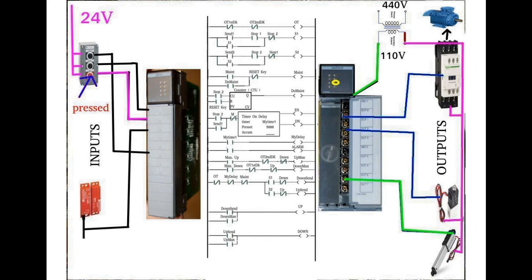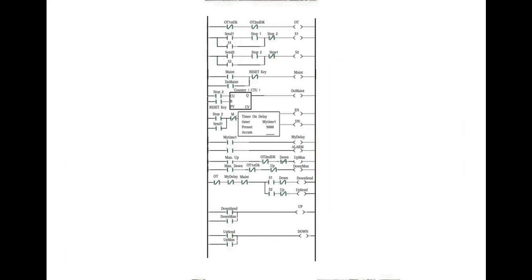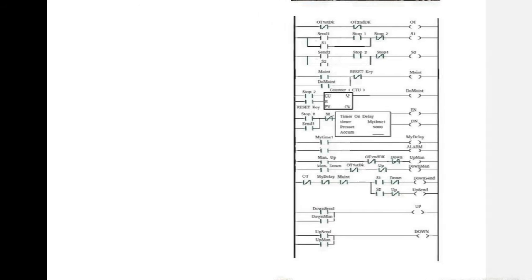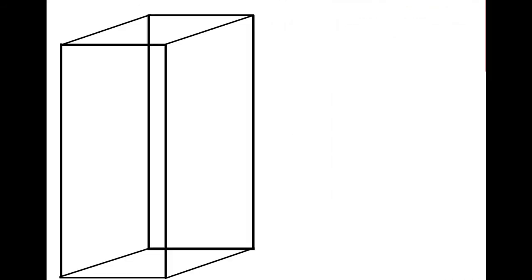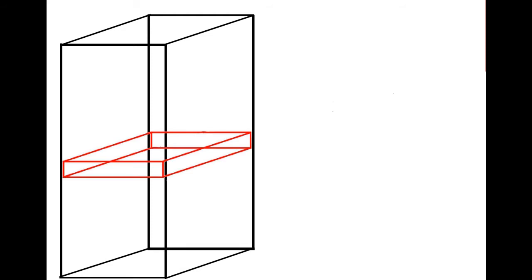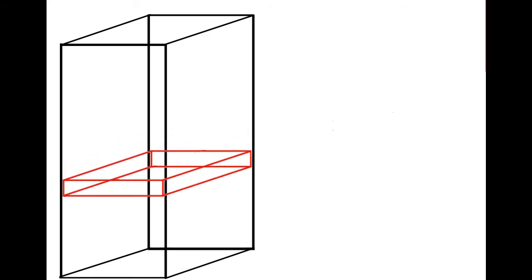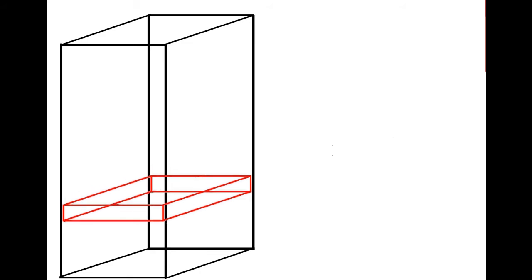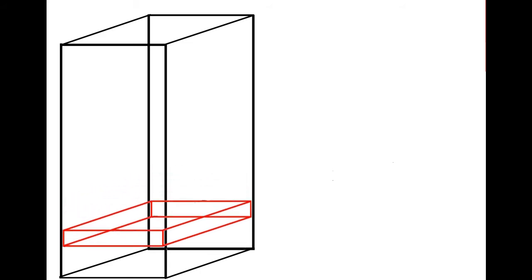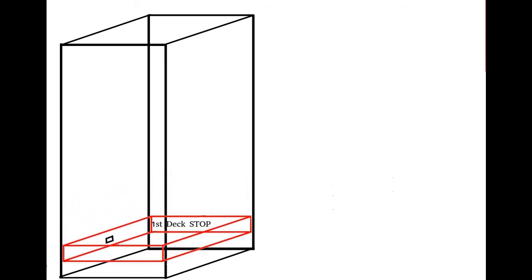Let's look at a sample program to better understand the true power of PLCs. We'll use ladder logic to control a very simple elevator. Here is the elevator trunk and here is the platform. The platform can ride up and down between the first and second floor. When the platform travels downward, it should stop on the first deck stop.